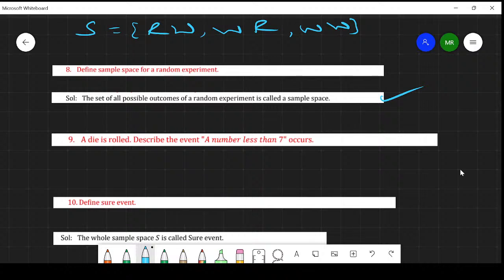A die is rolled. Describe the event: a number less than 7 occurs. So what is the event A here? A number less than 7 means 1, 2, 3, 4, 5, 6, because less than 7 means all these numbers. The die is rolled, so what are the possible outcomes? 1, 2, 3, 4, 5, 6. Correct. That's all, simple.